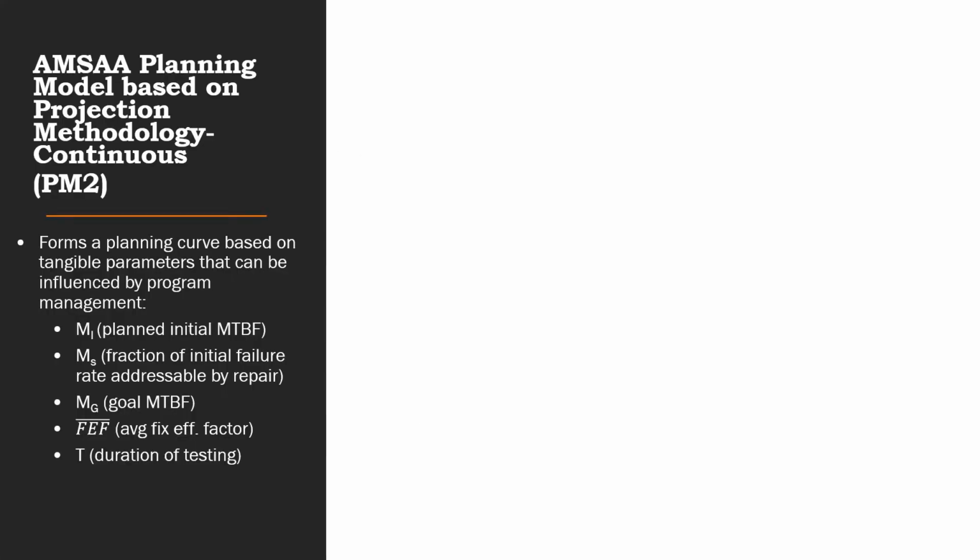AMSAA planning model based on projection methodology continuous, or PM2 continuous, is a very common reliability growth model that is based on competing risks. PM2 writes the planning curve in terms of tangible parameters that can be influenced by program management, like M sub I, which is the planned initial system MTBF. M sub S is the fraction of the initial failure rate that is addressable by repair. M sub G is the goal MTBF for the system. FEF bar is the average fix effectiveness factor, and capital T is the duration of the test.